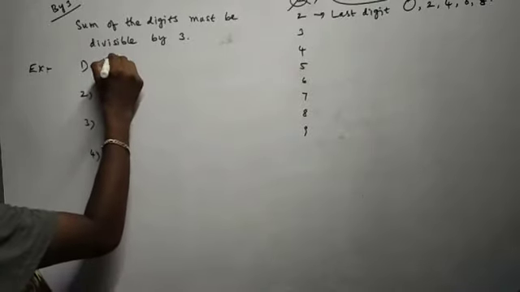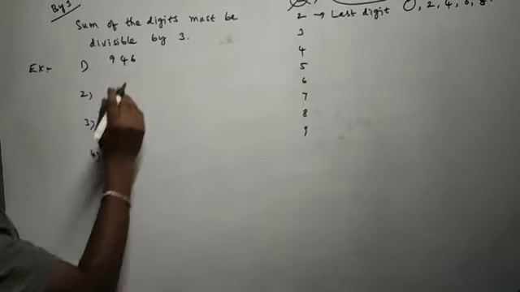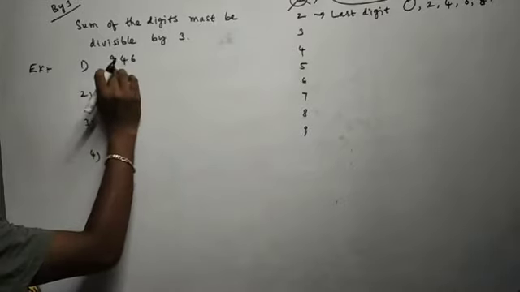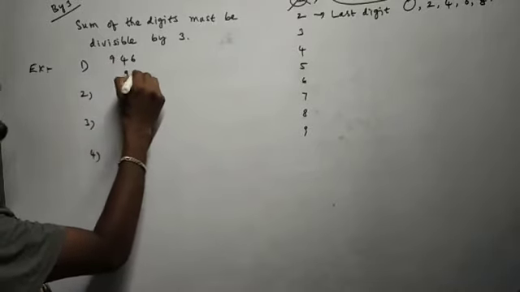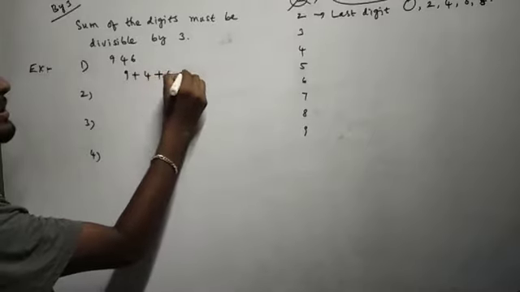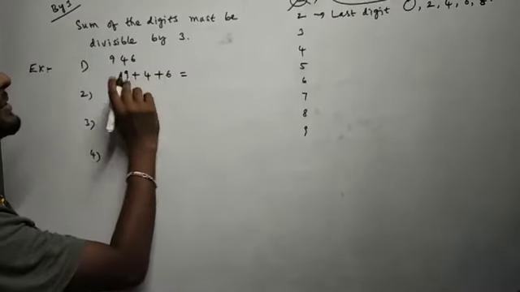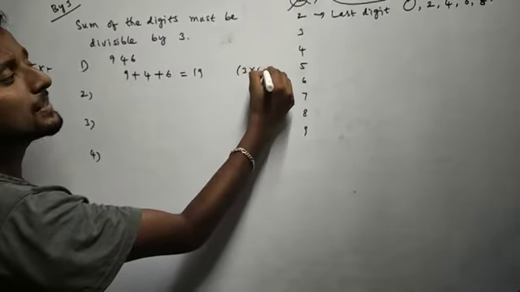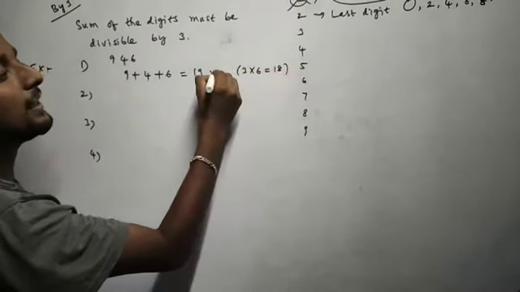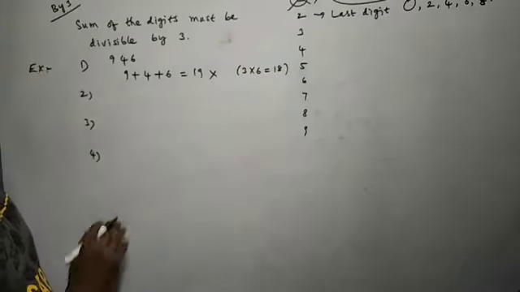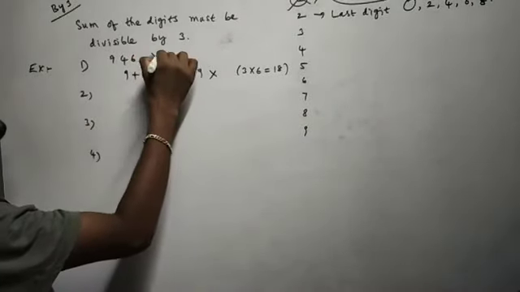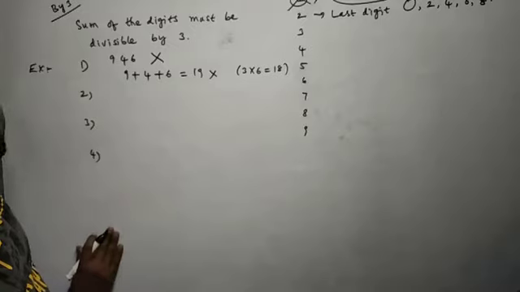First number I am taking 946. 946 is a number. So sum of the digits, in the sense we are going to add the 3 digits. So 9 plus 4 plus 6. Okay, 6 plus 4, 10, 10 plus 9, 19. And 3 sixes are 18. So 19 is not divisible by 3. So 19 won't come in the 3 table. So this number also is not divisible by 3.